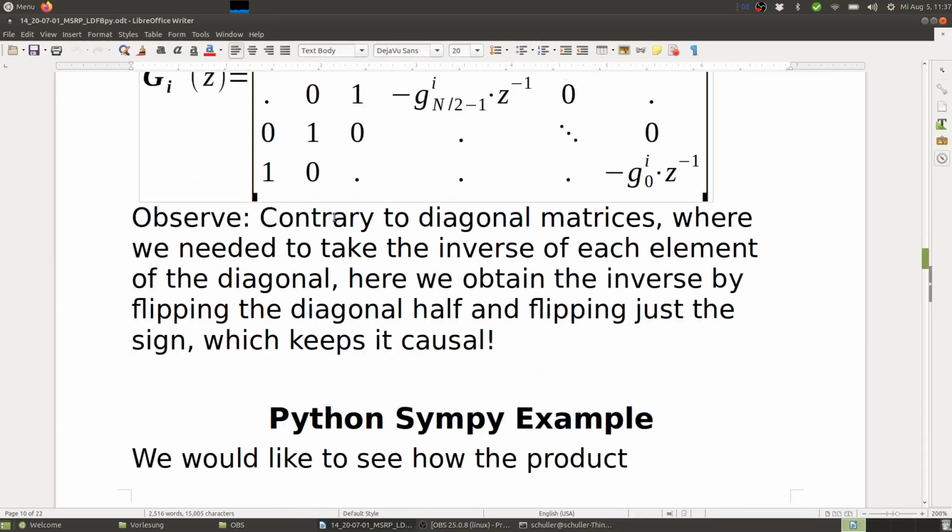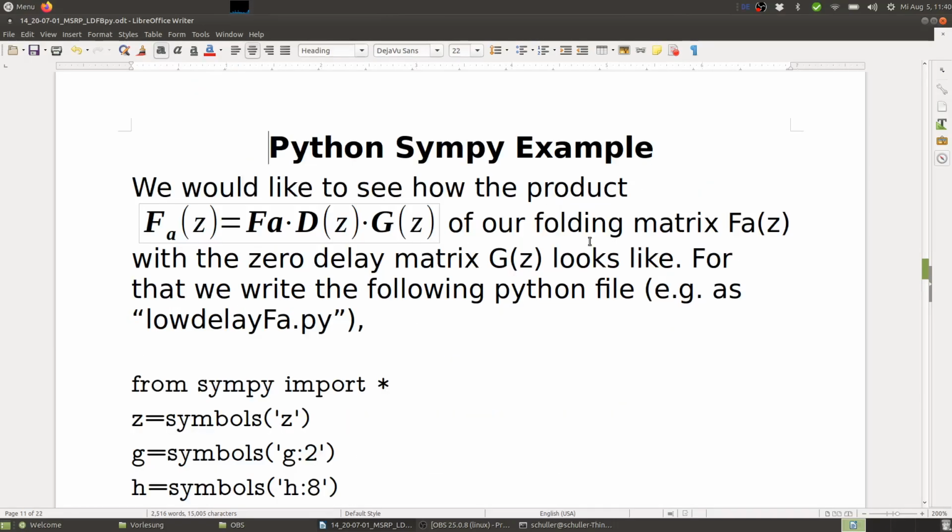So observe, contrary to diagonal matrices where we need to take the inverse of each element of the diagonal, here we obtain the inverse by flipping the diagonal half and flipping just the sign, which keeps it causal. So here's a corresponding Python SymPy example. We would like to see how this product looks like.